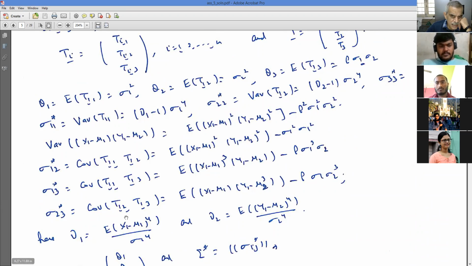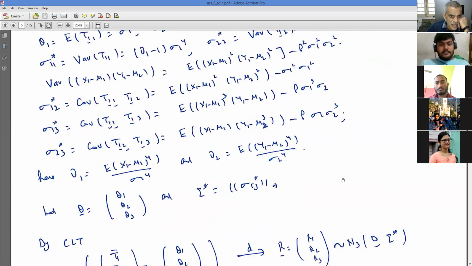Similarly, sigma 23 star is the covariance between T12 and T13. By the same logic, it becomes (x1 minus mu1), (y1 minus mu2) whole cube, minus rho sigma 1 sigma 2. Right? So we have got the covariance matrix. Here gamma 1 is the kurtosis of x1, gamma 2 is the kurtosis of x2. Let us look at theta as theta 1, theta 2, theta 3, and sigma star as the matrix sigma star.